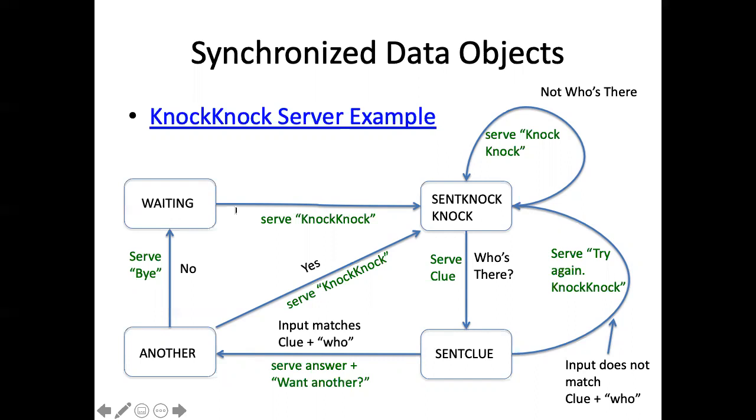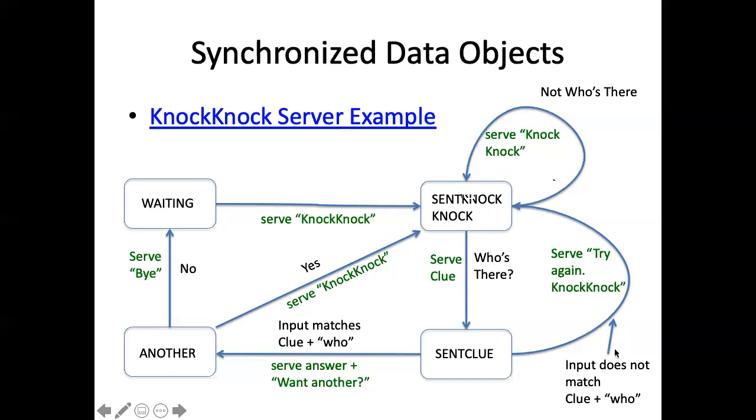So initially we're there and we serve, meaning we print knock knock to the client. So now we transfer to the sent knock knock state and we're waiting for a response from the client. If the client enters anything other than who's there with a question mark, we transition back to this state and send an error message to the client. If the client sends us the proper phrase, which is who's there, then we send a clue to the client and enter the sent clue state.